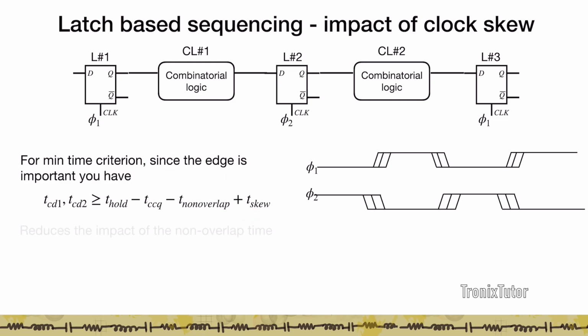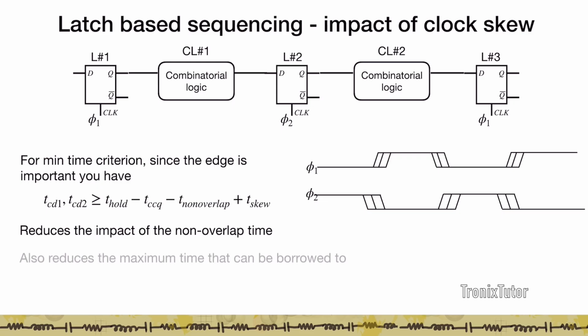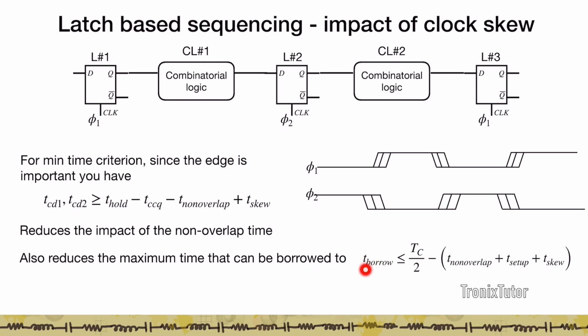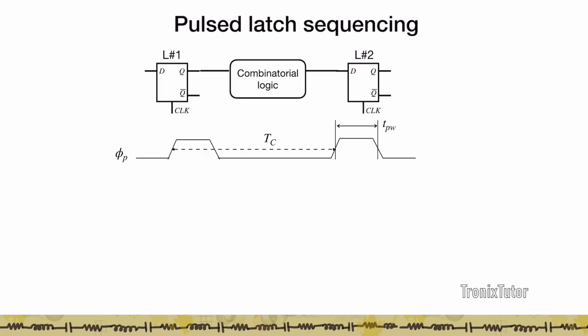So this essentially reduces the impact of the non-overlap time, right? So if you have a skew, you probably will need to increase the non-overlap time to ensure that the min time doesn't get violated. And the other impact of skew is that because these edges are now moving, it also impacts the amount of time that you can borrow from 2 to 1. And that maximum time that you can borrow is now reduced by this skew time.